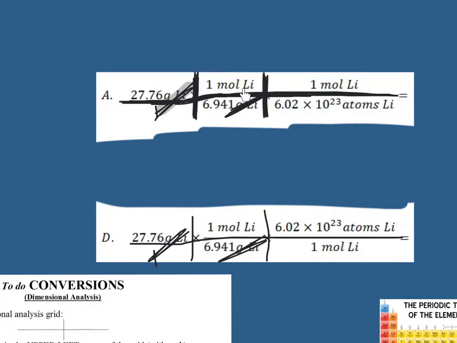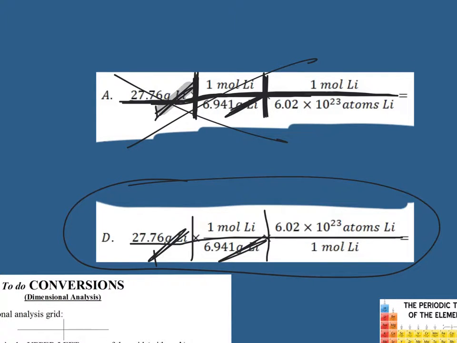If I have moles of lithium so far, I should see moles of lithium at the bottom to be able to cancel, but that's not. That's not moles, that's atoms. So I cannot use that to cancel out my unit. I can use this one to cancel out the unit, since the exact same unit is copied down diagonally. So I know that this first one cannot be the answer. My answer choice then has to be this one. That is the one that is set up correctly for dimensional analysis.